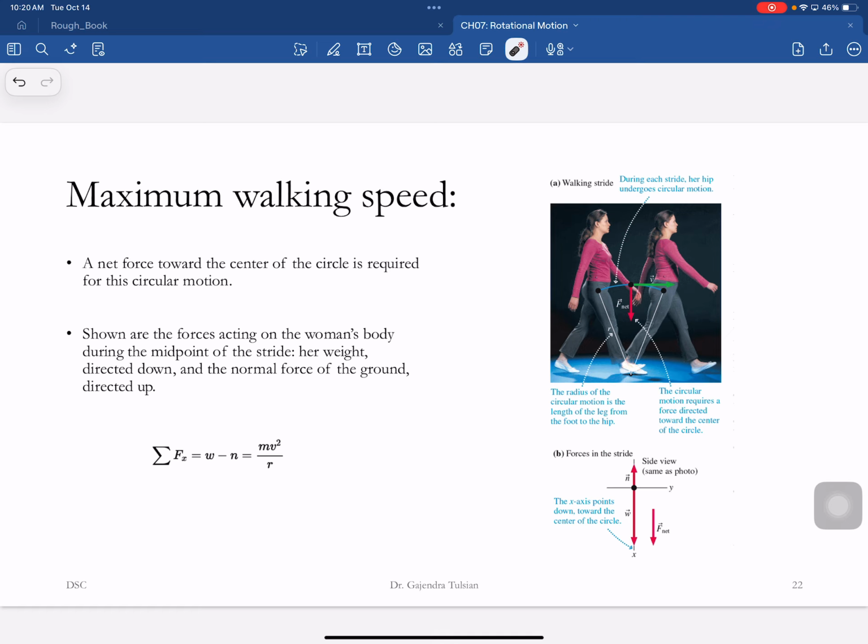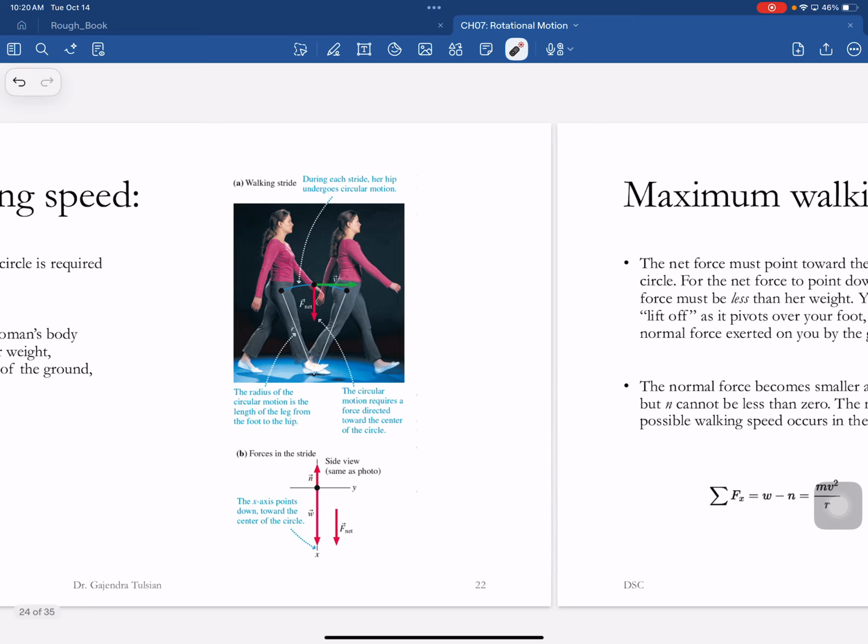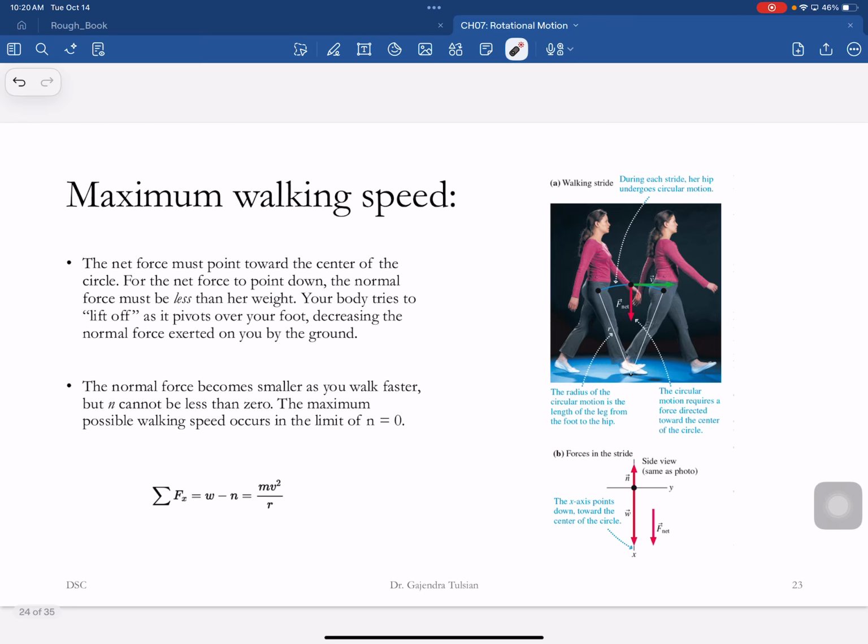If normal force could be 0, then you could walk on water. So since you can't walk on water, your normal force will never go to 0.